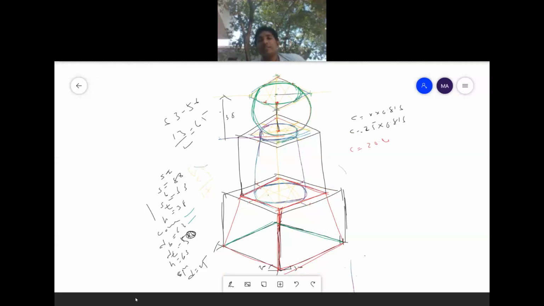Okay, a sphere is resting on the frustum of a cone. The frustum of the cone is resting on the frustum of a square pyramid. In this way, you have to draw. Here in the square pyramid, the red color line should be dark and the green color line should be dotted lines. All the other lines should be light. Here in the frustum of a cone, the blue color line should be dark. All the other lines should be light.